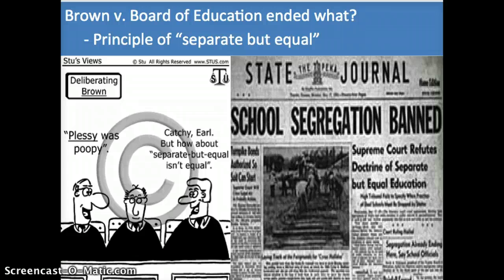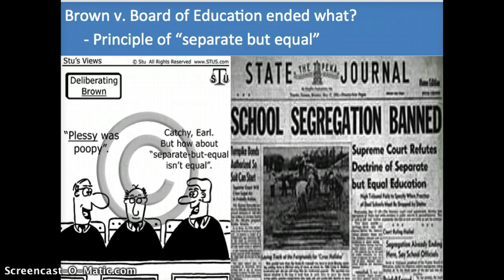Next here we have Brown versus the Board. What did it end? It ended separate but equal. It overturned Plessy versus Ferguson. It said that separate really wasn't equal, and as you see there in the comic strip, Plessy was poopy, and Earl Warren, who was the Supreme Court Justice at that time, says catchy Earl, but how about separate but equal isn't equal? And that was the case.